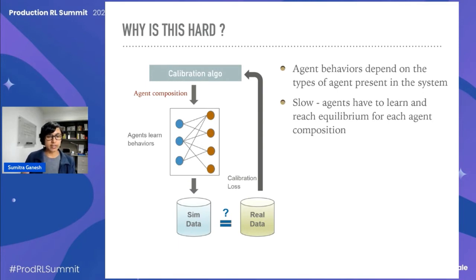These RL agents then learn and reach some equilibrium. Then you collect simulated data, compare it to real data, and calculate some calibration loss. This calibration loss is then used by the algorithm to pick the next agent composition. This calibration algorithm could be something like Bayesian optimization, for instance. The issue with this is that it is quite slow, because for every single setting of the agent composition that you try, in the inner loop you have an RL training process where the agents have to learn and, in an ideal world, converge to an equilibrium before you can calculate the calibration loss.